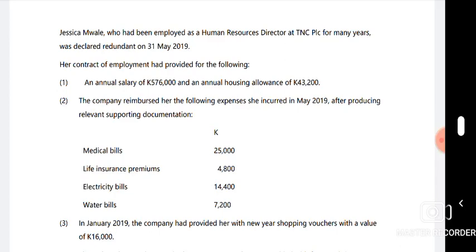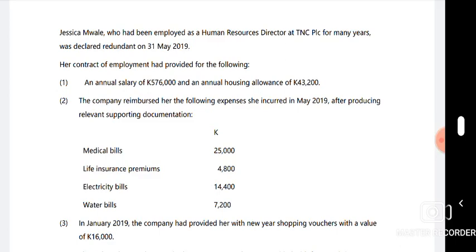Take note of this. When we're computing employment income, we are only looking out for those that are allowed for tax purposes. Looking at medical bills. Medical bills are strictly not allowed for tax purposes. So we should not see that figure included in our computation. Next, life insurance premiums. These definitely are allowed.